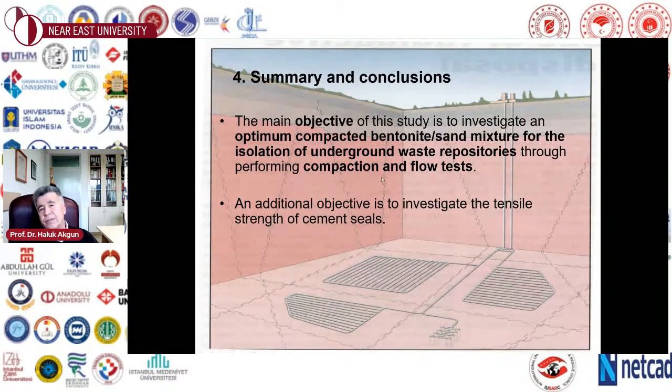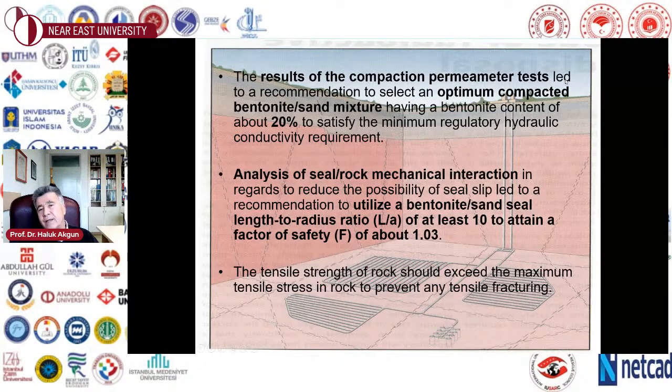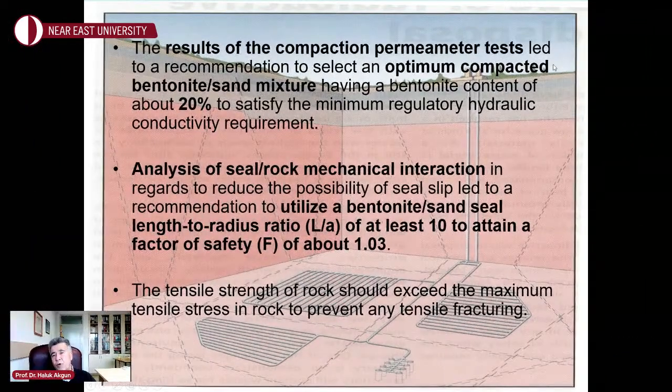Summary and conclusions. The main objective of this study is to investigate an optimum compacted bentonite sand mixture for the isolation of underground waste repositories through performing compaction and flow tests. An additional objective is to investigate the tensile strength of cement seals. The results of the compaction permeameter tests led to a recommendation to select an optimum compacted bentonite sand mixture having a bentonite content of about 20% to satisfy the minimum regulatory hydraulic conductivity requirement.